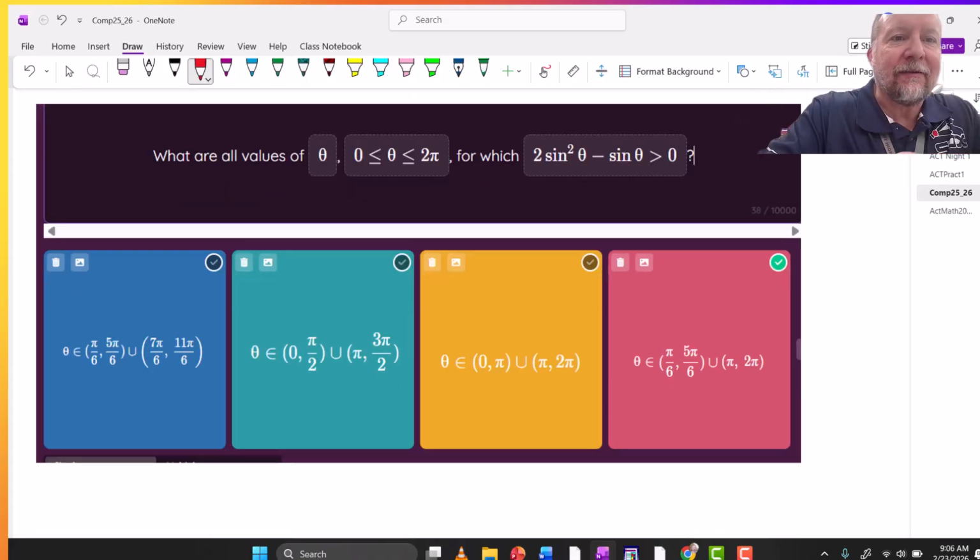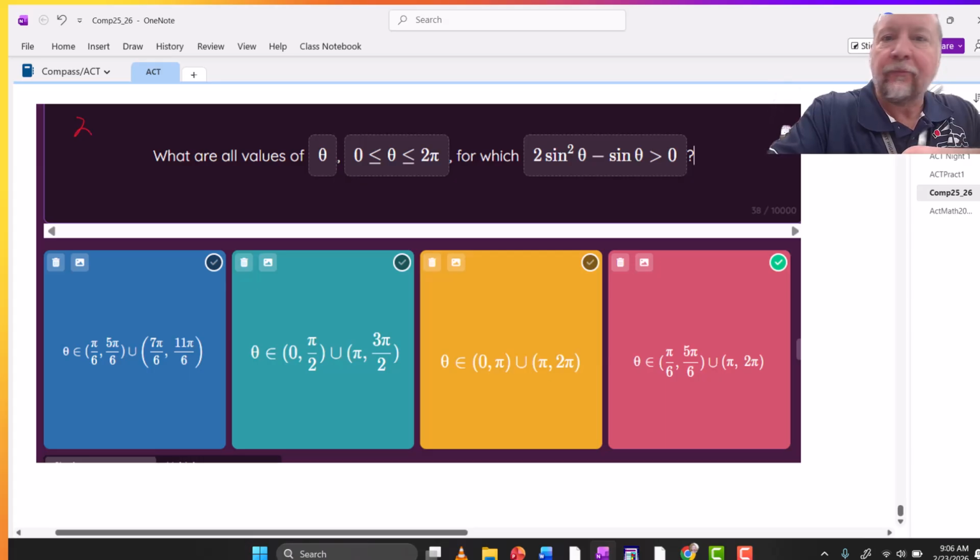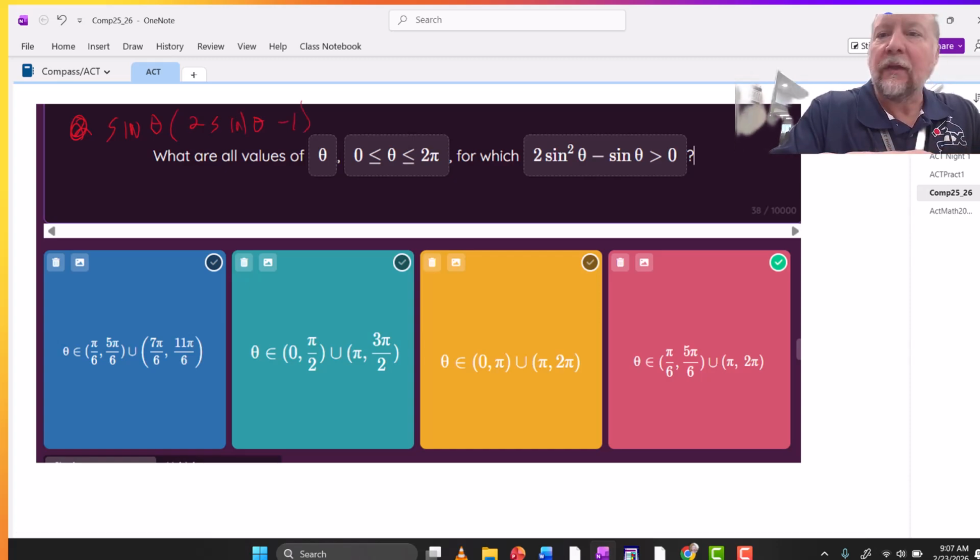Factor out a sine. So it's that classic GCF. Not a 2, though. Good start. Ooh, it's kind of hard to write on the screen here. So take out a sine, and you're left with 2 sine theta minus 1, and then that's greater than 0.